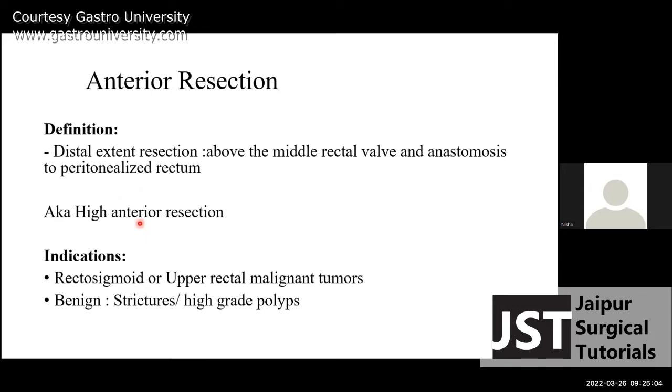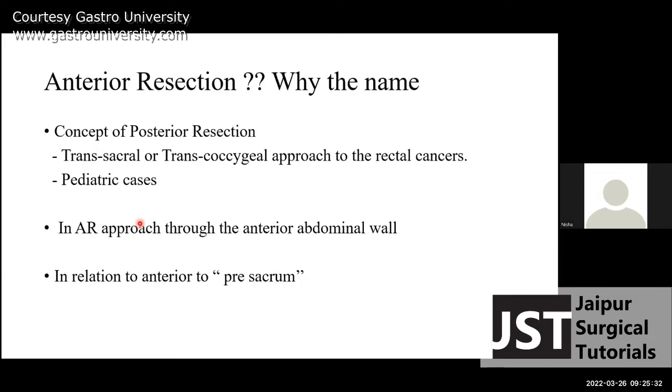Coming to the individual surgery, we have anterior resection. We define anterior resection as when the distal extent of resection is above the middle rectal valve, which marks the point of peritoneal reflection, and the anastomosis is to the peritonealized rectum. It is also known as high anterior resection. It is indicated for rectosigmoid and upper rectal malignant tumors, and for benign etiologies such as strictures and high-grade polyps. Why did the name anterior resection come in?